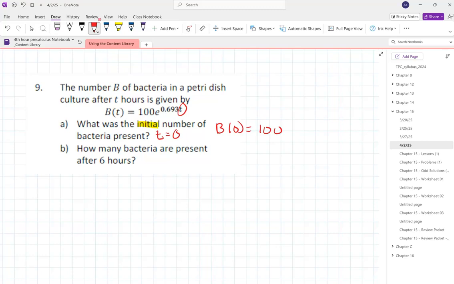How many bacteria are present after 6 hours? Well, that's just T equals 6, so I'll do B of 6. And just plug the 6 into the T and press enter on my calculator. No problem. Yeah, super easy, right? Cool.